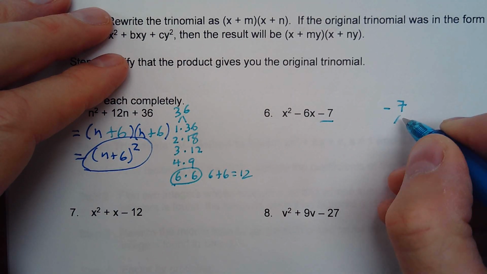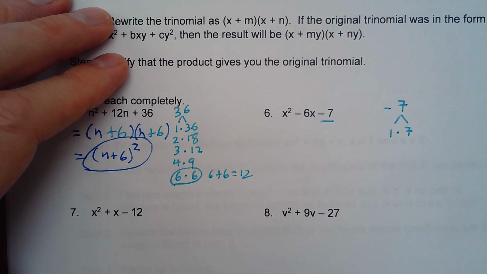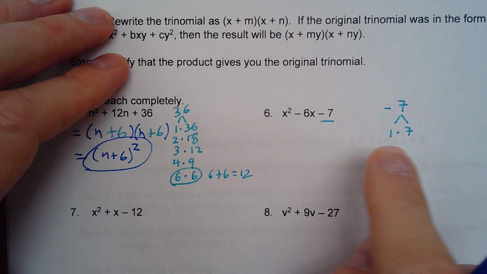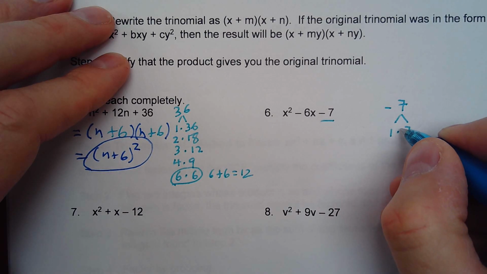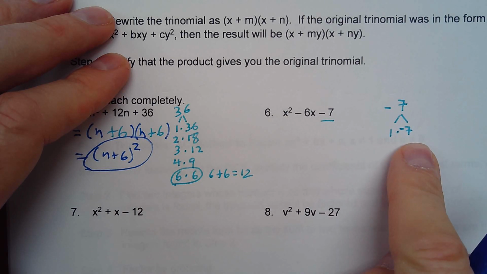My only choice here for 7 is 1 times 7. I have to make one of them negative. So I'm going to look over here. I want that to be a -6. So I need to make the larger number negative. And sure enough, if I take 1 plus a -7, that does give me -6.